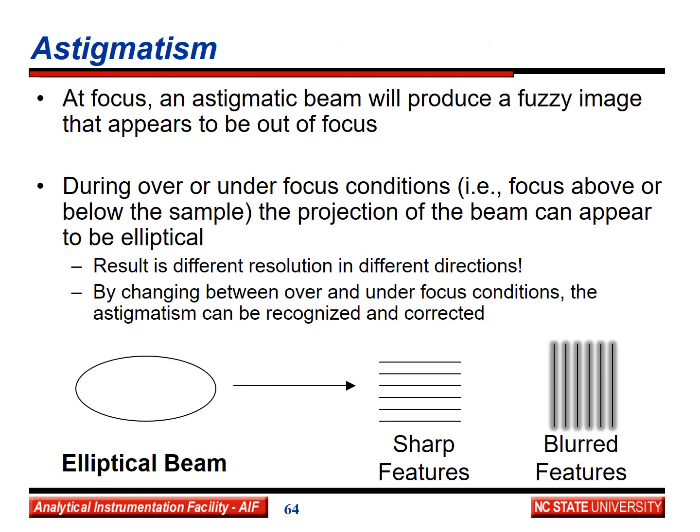At focus, an astigmatic beam will produce a fuzzy image that appears to be out of focus. If we focus above or below the sample, the projection of the beam can appear to be elliptical. This will result in different resolution in different directions. Along the short axis of the ellipse, we will have sharp, crisp features. Along the long axis of the ellipse, we will have blurry features. By switching between focusing above and below the sample, the astigmatism can be recognized and corrected.